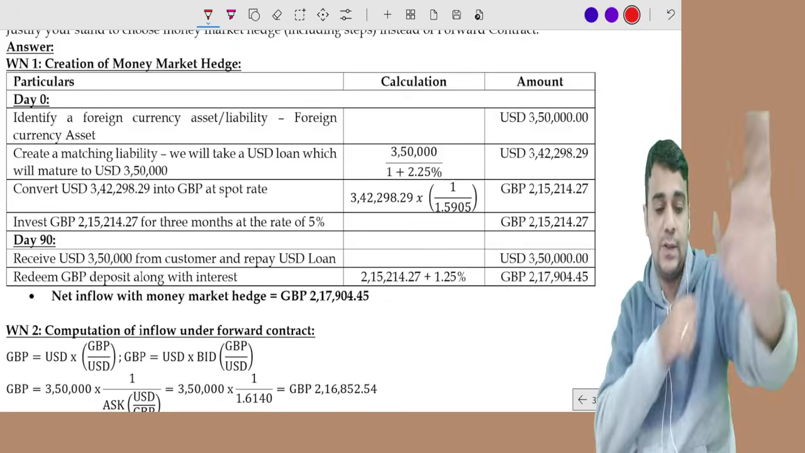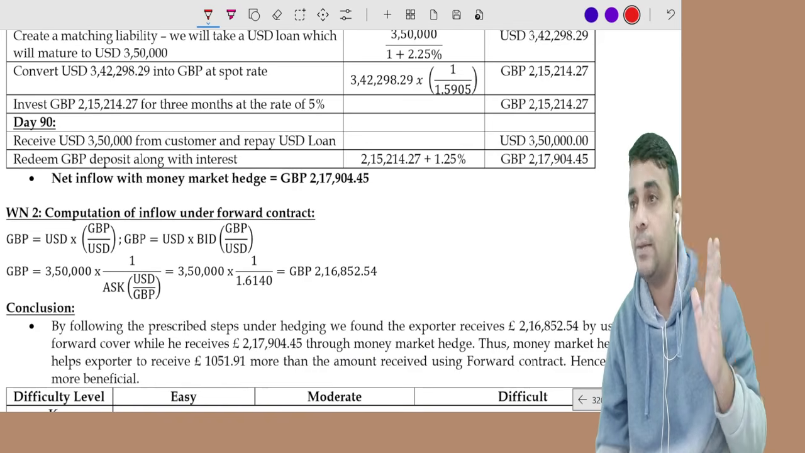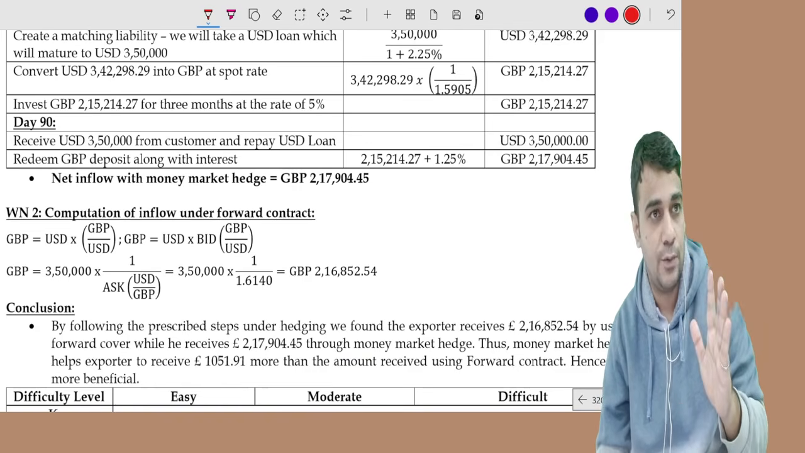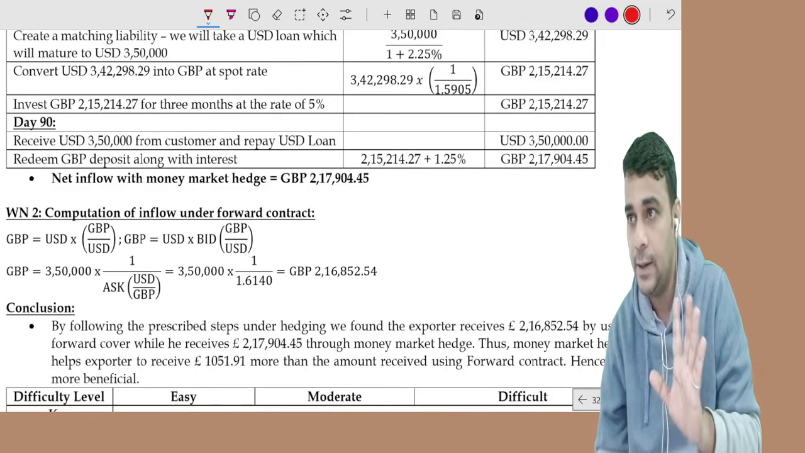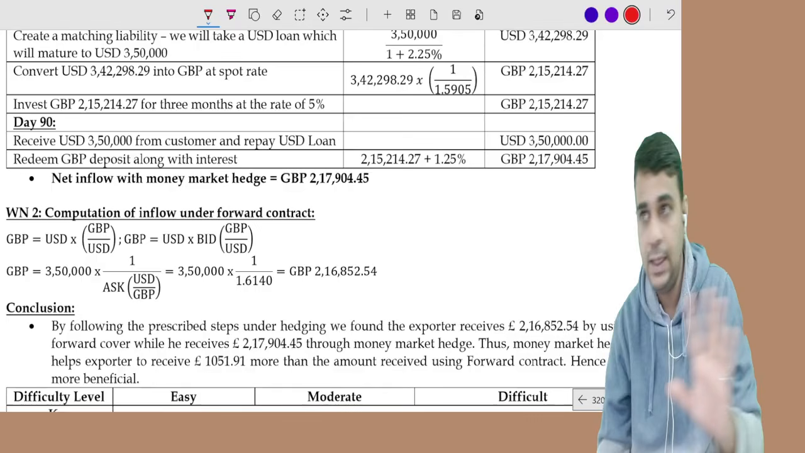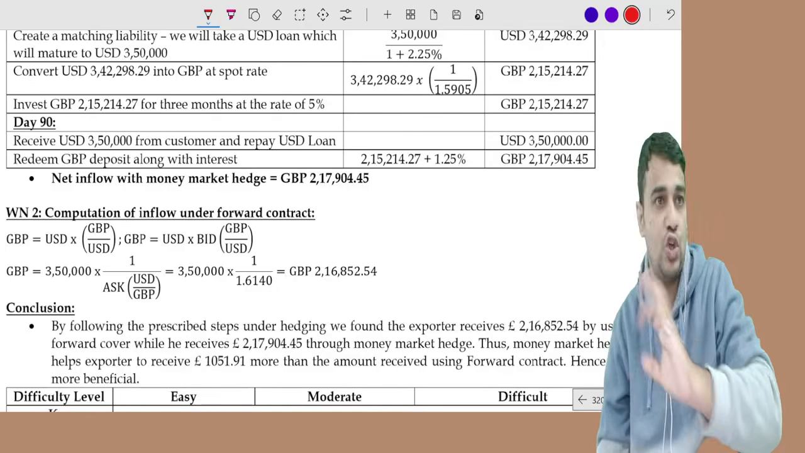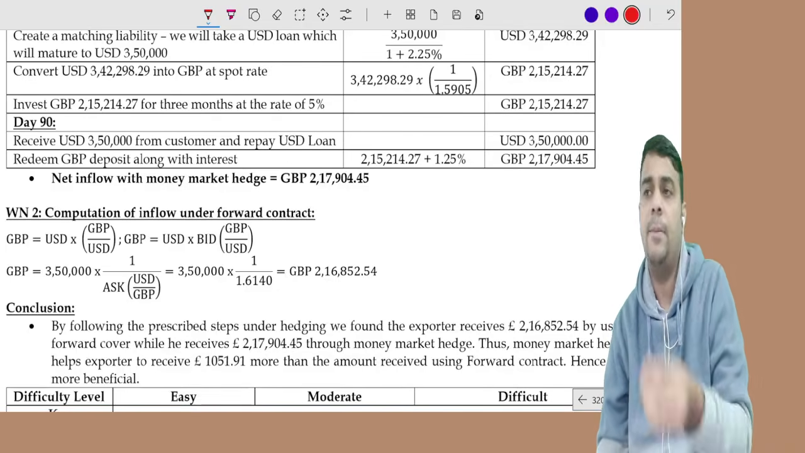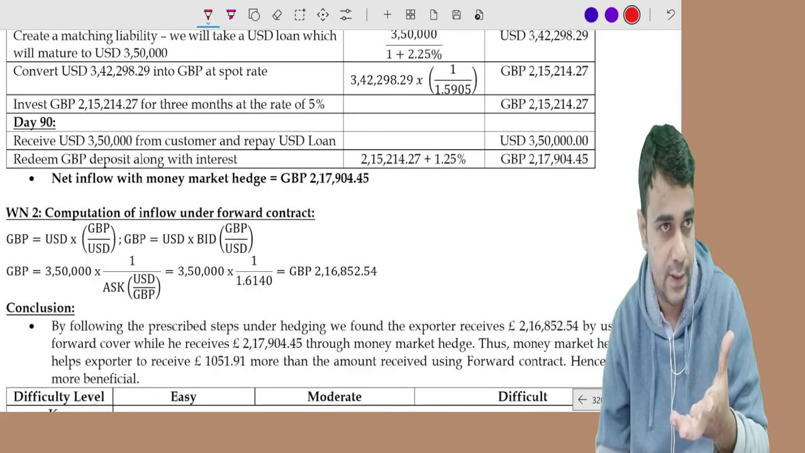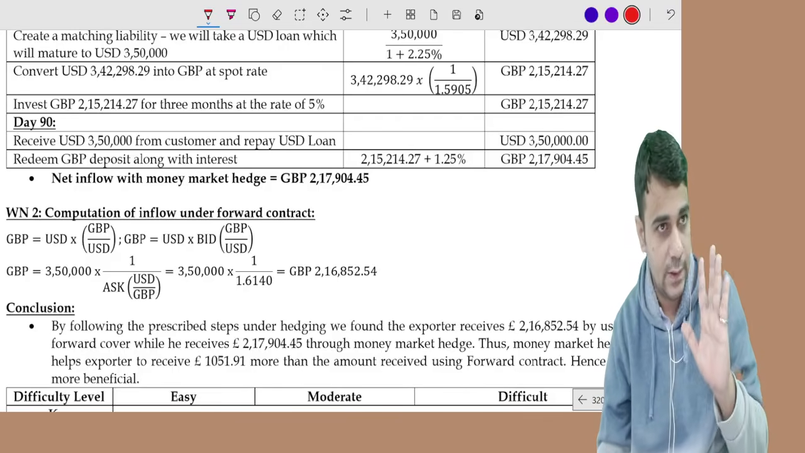In this process, my inflow is 217,904. Under forward contract, my inflow is 216,852. Both are certain. There's no uncertainty component here. In both the cases, my inflow is short. In this problem, money market hedge is beneficial. Any doubts till this? Clear?